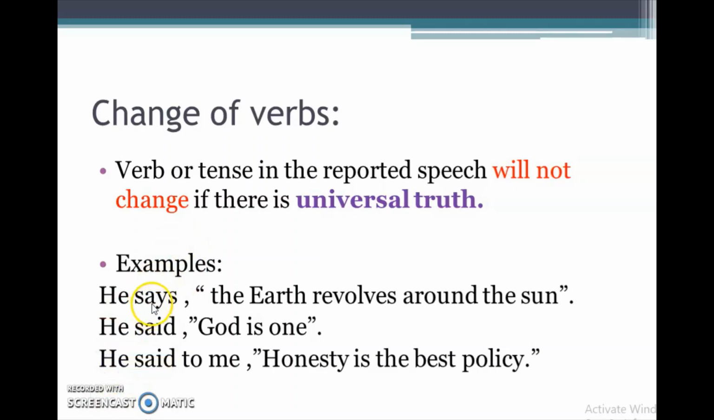Look at the examples. He says the earth revolves around the sun. Whether there is present tense, past tense, or future tense, whatever the tense may be, we will not change the verb in the next part of the sentence. These three are universal truths, so we will not change the verb in this part of the sentence, but we just add "that" to remove the inverted commas, and we apply the other basic changes, but the change of verb will not be applied in this case. Let's move towards the next rule.